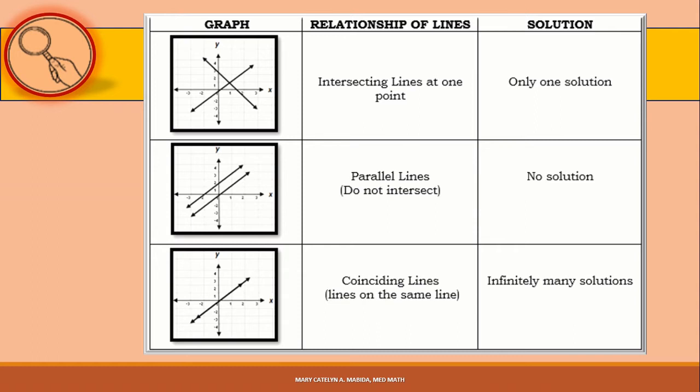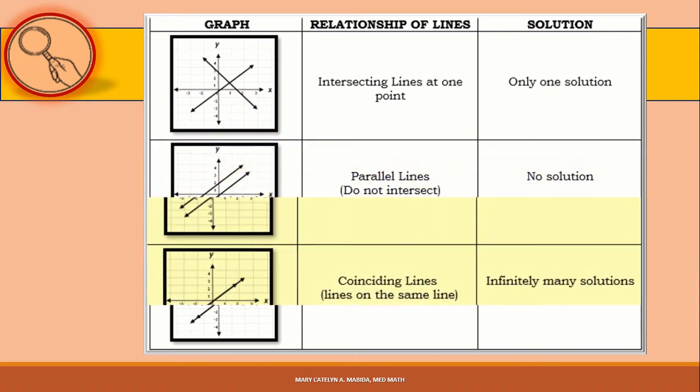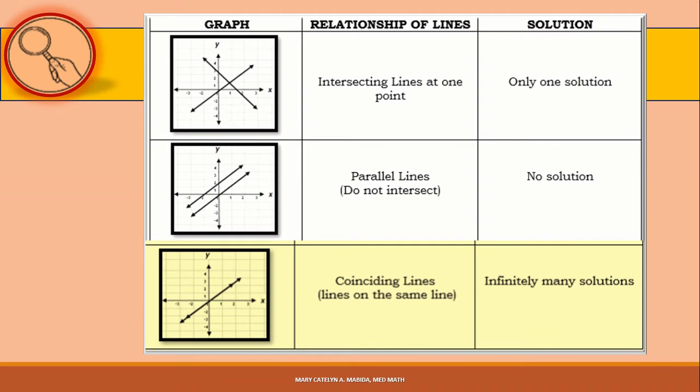Here is the graphical comparison of the systems of linear equations. Intersecting lines at one point has one solution. Parallel lines, which means they do not intersect, has no solution. And coinciding lines, which means that they are on the same line, they have infinitely many solutions.